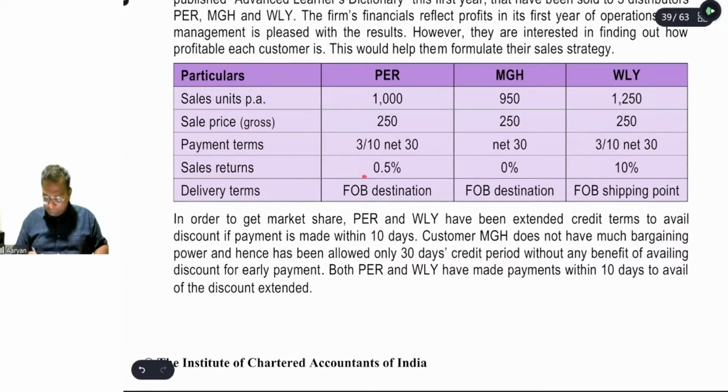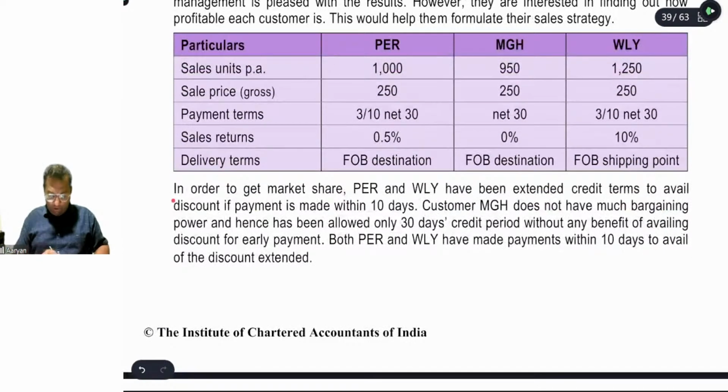Sales return: these 2 customers make sales returns, this one doesn't. Delivery term FOB, free on board destination, free on board shipping point. Let's see what this means. In order to get market share, customer number 1 and customer number 3 have been extended a credit term to avail discount if payment is made within 10 days, while customer number 2 doesn't have much bargaining power and hence has been allowed only a 30 days credit period without any benefit of availing discount for early payment.